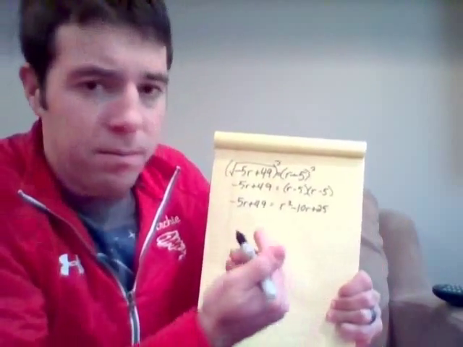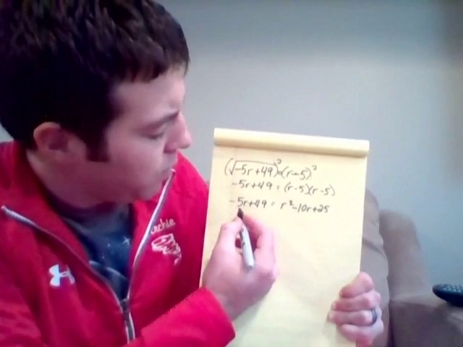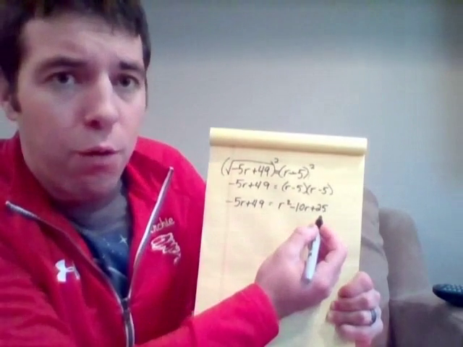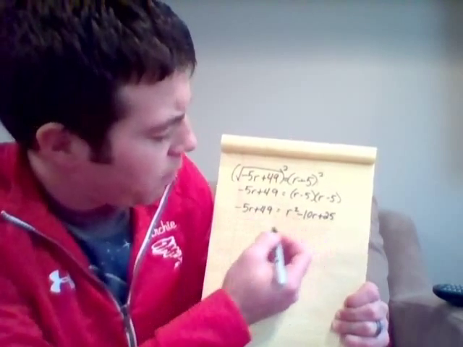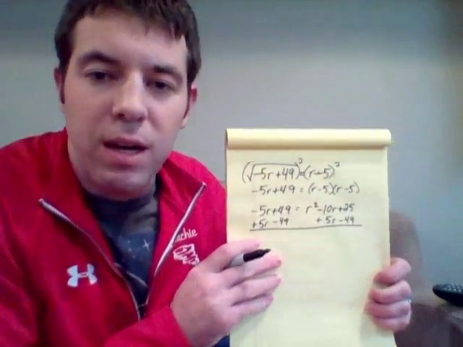Alright, so from here, what I want to do is move the negative 5r and the 49 over to here. So what I need to do is add 5r to both sides, and subtract 49. So let's do that now. Our next step would be to move everything over to one side so it's set to 0. So I'm going to add 5r and subtract 49. Now that sets my left side to 0, and you're going to be left with r squared minus 5r minus 24.